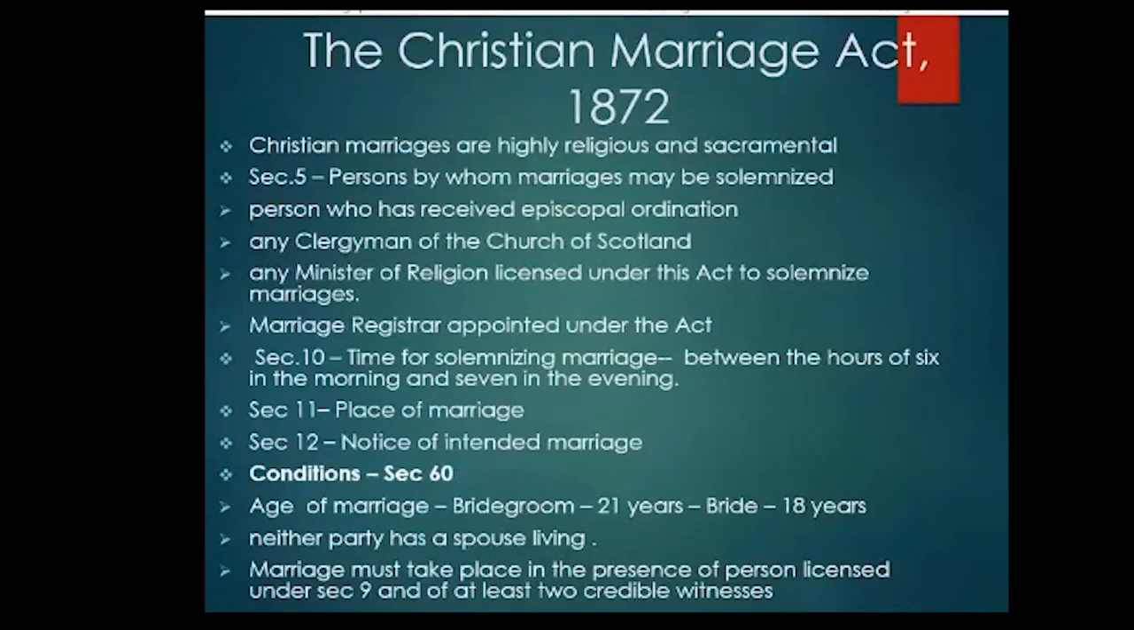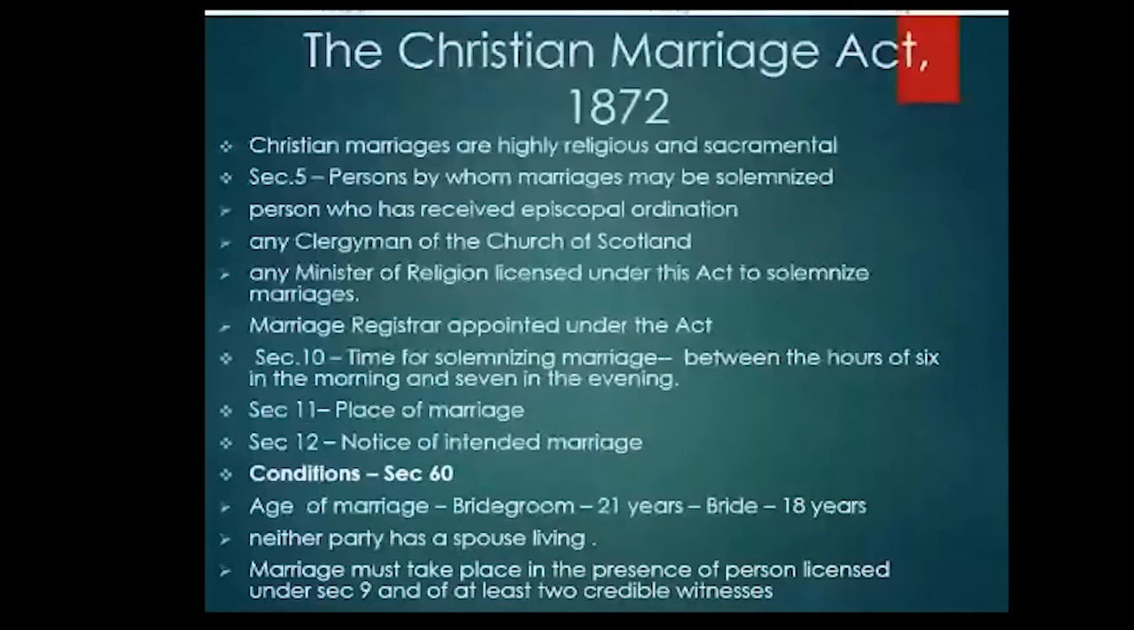The Christian Marriage Act 1872 says Christian marriages are highly religious and sacramental, and Section 5 defines the persons by whom marriages may be solemnized: a person who has received episcopal ordination, a clergyman of the Church of Scotland, any minister of religion licensed under this Act to solemnize marriage, and a marriage registrar appointed under the Act. Here, Act means the Christian Marriage Act 1872.